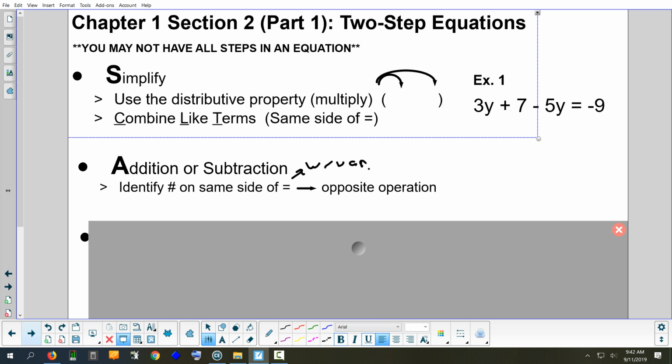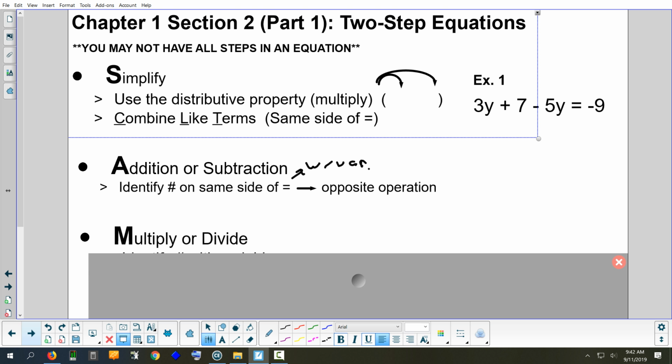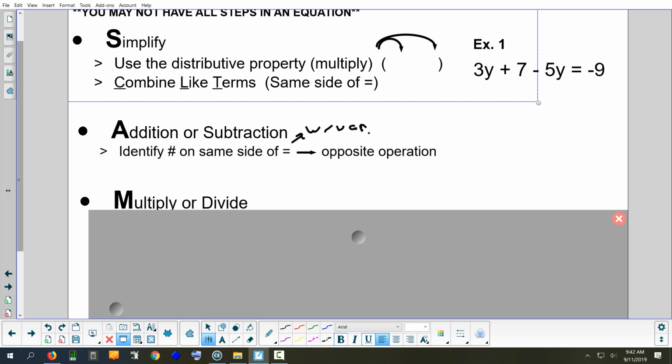Identify the number on the same side of the equation that has the variable, and we're going to use the opposite operation, either adding or subtracting. Now, once we've finished all our adding or subtracting, then our last step is to do any multiplying or dividing. So notice the difference between PEMDAS. In PEMDAS, you always do multiplication before addition and subtraction. When you're solving an equation, you do it after. Multiplication is always the last thing you do, or division.